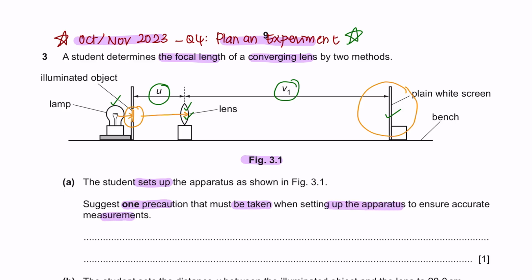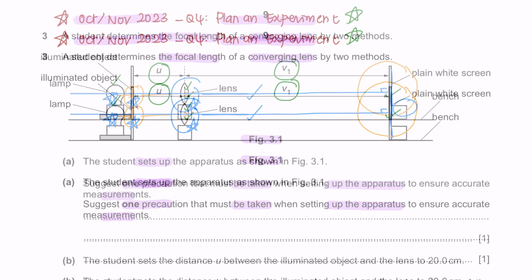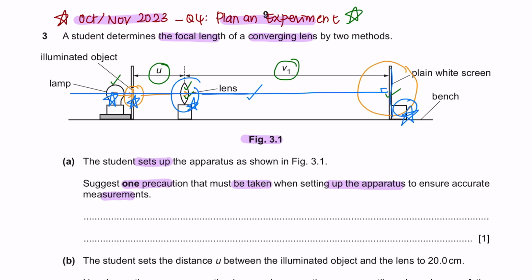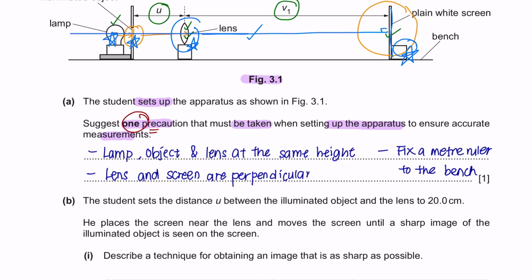When performing this experiment, one of the things to take into consideration is that we have to ensure that the lamp, object, and lens are all placed at the same height. The lens and the screen have to be perpendicular to each other, and fix a meter ruler to the bench. They're only asking for one precaution, so you can pick any one of these three.